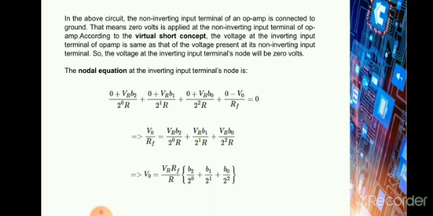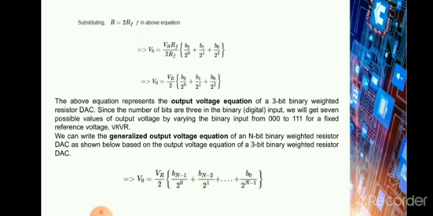Here B2, B1 and B0 are the bits that compile together to give you the binary input given. Here we are substituting R equal to 2 of RF, where RF gets cancelled and in the next equation you get V0 equal to VR by 2 into (B2 by 2 power 0 plus B1 by 2 power 1 plus B0 by 2 power 2). This is the output voltage equation for a 3-bit binary weighted resistor DAC.